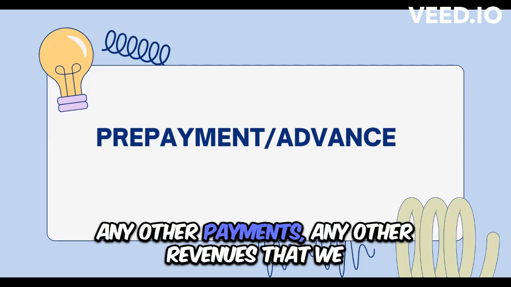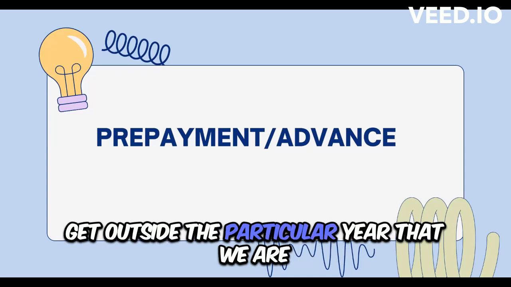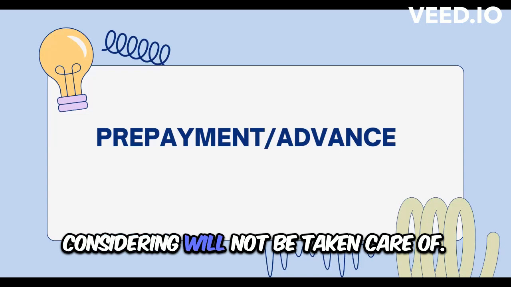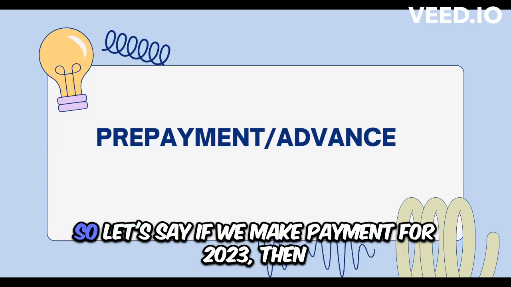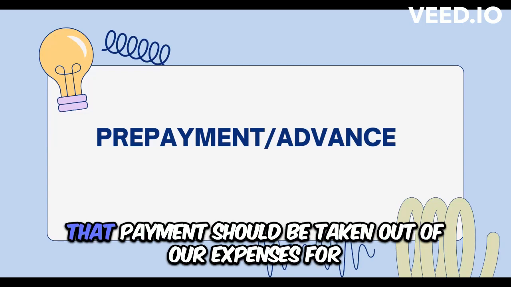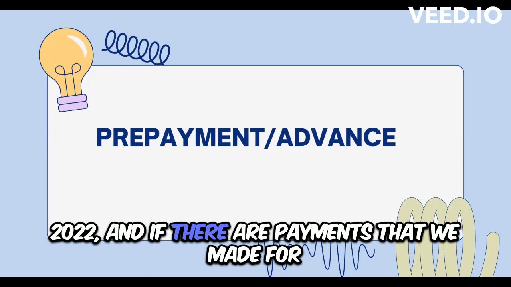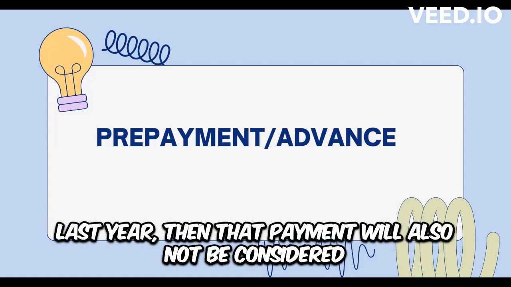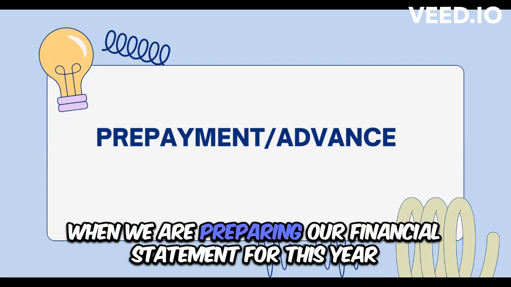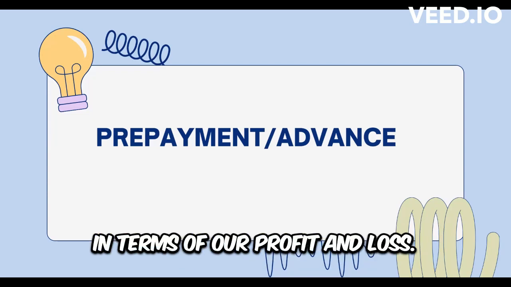Any other payment, any other revenues that we get outside the particular year that we are considering will not be taken care of. So let's say if we make payment for 2023, then that payment should be taken out of our expenses for 2022. And if there are payments that we made for last year, then that payment will also not be considered when we are preparing our financial statement for this year in terms of our profit and loss.